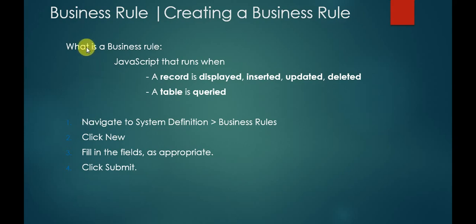So, creating a business rule. Basically, what is a business rule? A business rule is JavaScript that runs when a record is displayed, inserted, updated, deleted, or a table is queried. So from where can we navigate to business rules? You can go to System Definition, then Business Rules. You can click New, fill in the fields as required, and click Submit.